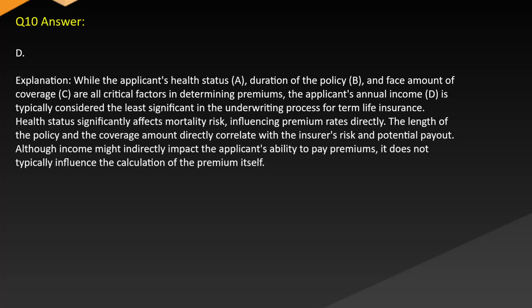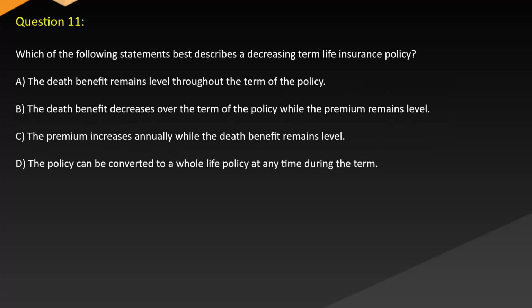Answer D. Explanation. While the applicant's health status (A), duration of the policy (B), and face amount of coverage (C) are all critical factors in determining premiums, the applicant's annual income (D) is typically considered the least significant in the underwriting process for term life insurance. Health status significantly affects mortality risk, influencing premium rates directly. The length of the policy and the coverage amount directly correlate with the insurer's risk and potential payout. Although income might indirectly impact the applicant's ability to pay premiums, it does not typically influence the calculation of the premium itself.